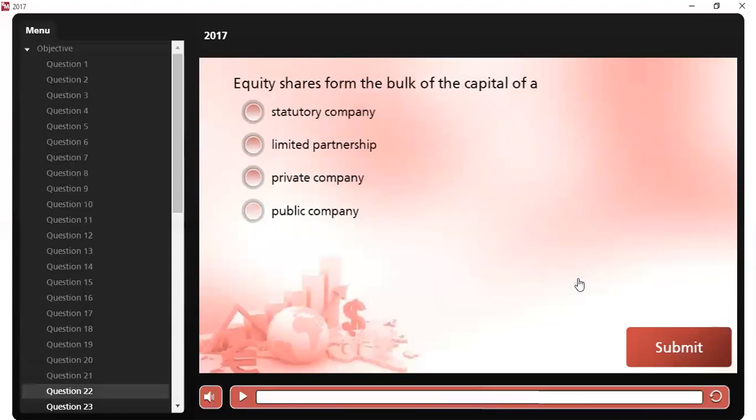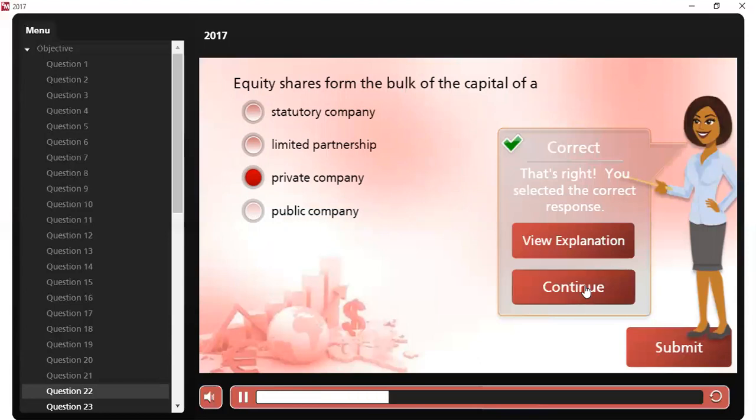Question 22. Equity shares form the bulk of the capital of A. We have options: well, A, statutory company, B, limited partnership, C, private company, D, public company. Now, equity shares are owner shares. It is the capital of a private company. It has to be a private company.